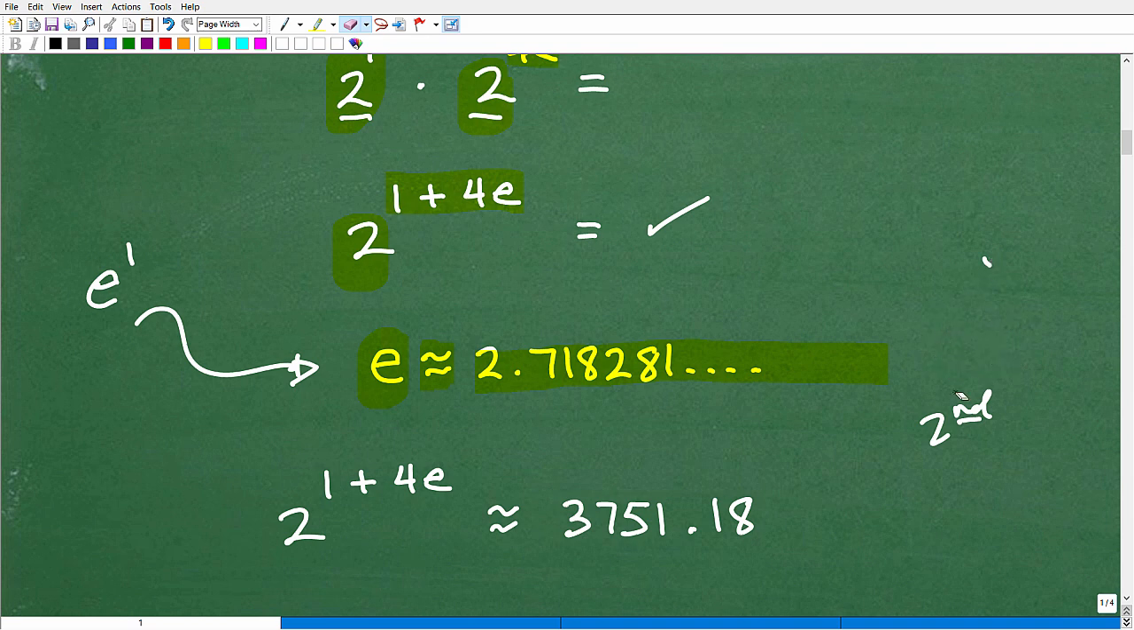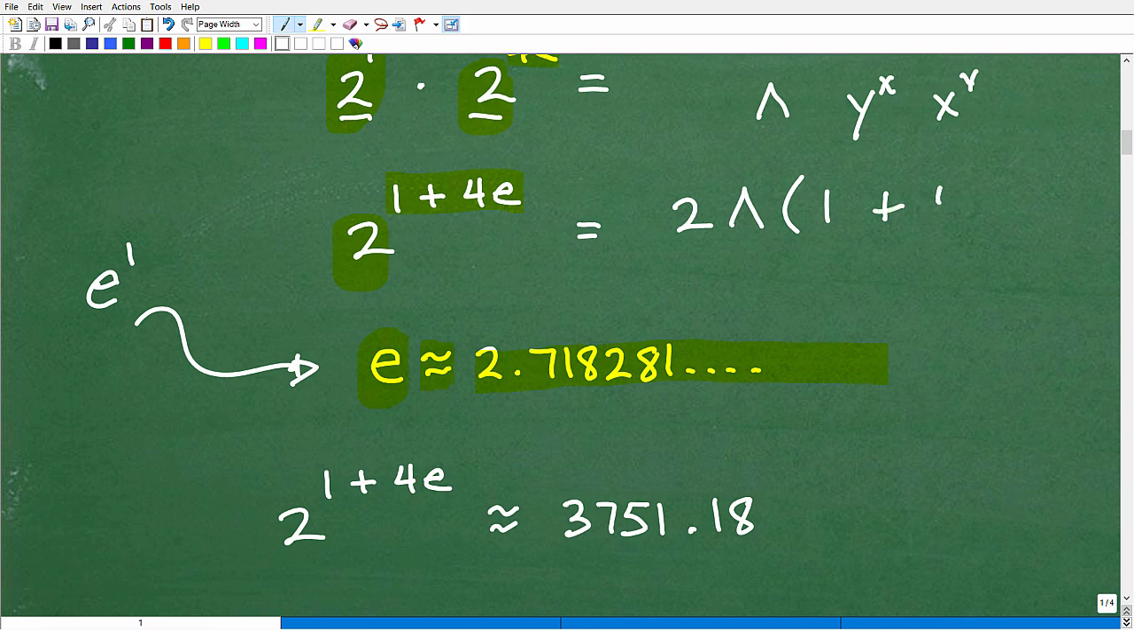Well, this is a good challenge. I can't tell you specifically because each calculator is different, but it would look something like this: 2, and then the caret key. This key right here is called a caret. It's like the y to the x or x to the y. We have to bring up powers. Always use parentheses when you're dealing with powers. So you have 1 plus 4 times e. You got to bring up that e, or e to the first. Okay, so practice doing that and then close parentheses. But if you do all that correctly, you'll end up with an approximation of 3,751.18, okay, or 0.17, etc.